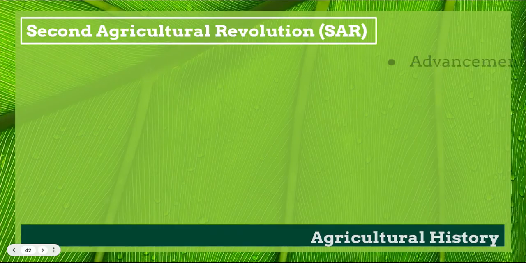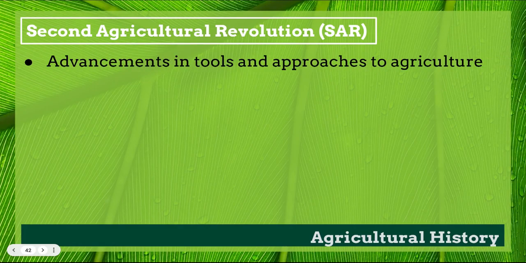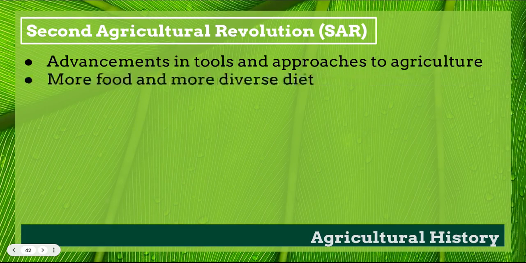Continuing with the SAR, we have the advancements in tools and the approaches to agriculture, and that is leading very quickly to a surplus of food, more food than people had ever had available before, and more diversity in terms of what people could eat.